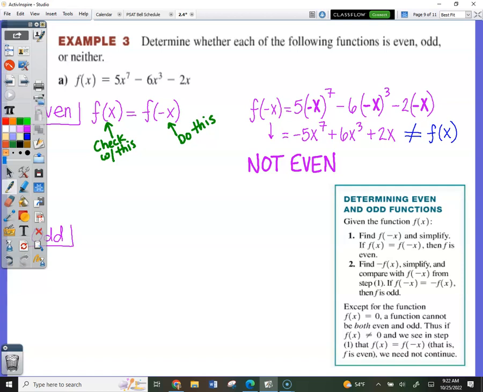Now let's check if it's odd. Here's the beauty of checking for odd. I'm going to copy the rule. This is why you want to do it in this order. The rule for checking odd, you're going to have to memorize the rule. It pulls the f of negative x down, and it has to equal negative f of x, which basically means negative y. That's the rule.